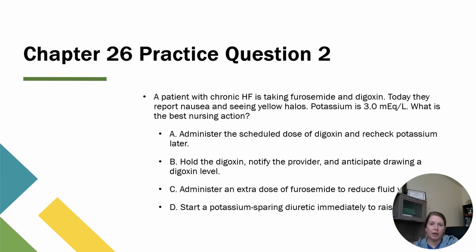Alrighty. Question 2, a patient with chronic heart failure is taking furosemide and digoxin. Today they report nausea and seeing yellow halos. Their potassium is at 3. What's the best nursing action? So I would go ahead and hold that dose and notify the provider, okay, and anticipate that they're going to draw a digoxin level, checking for toxicity.